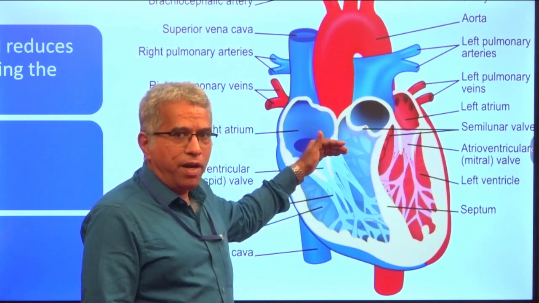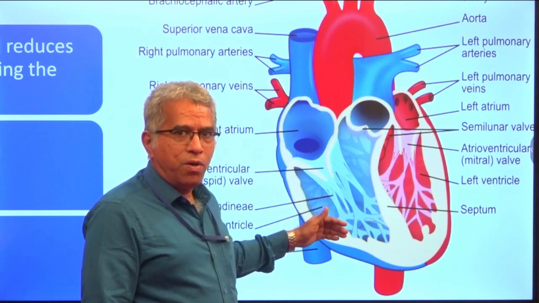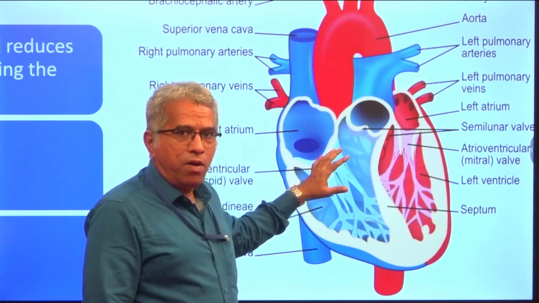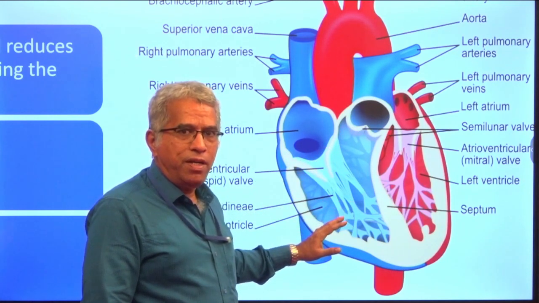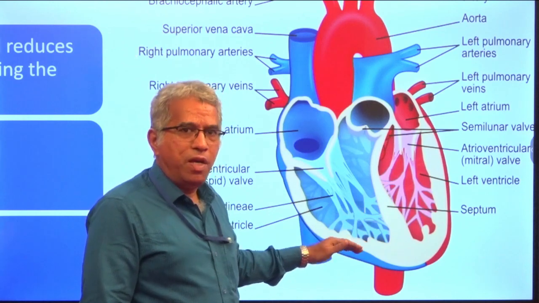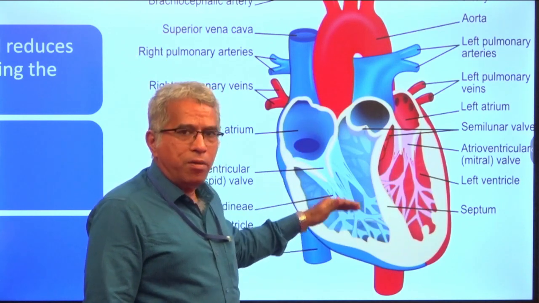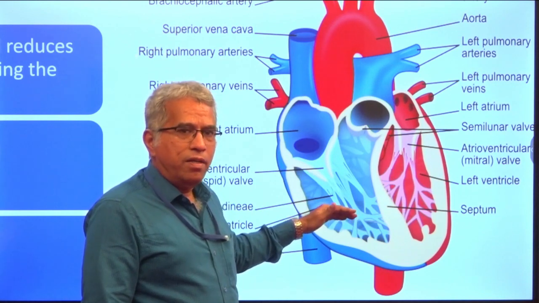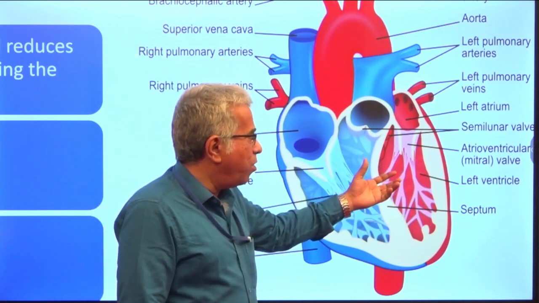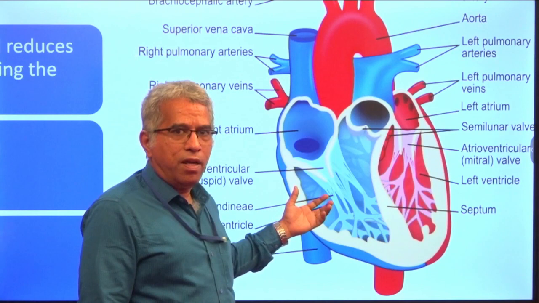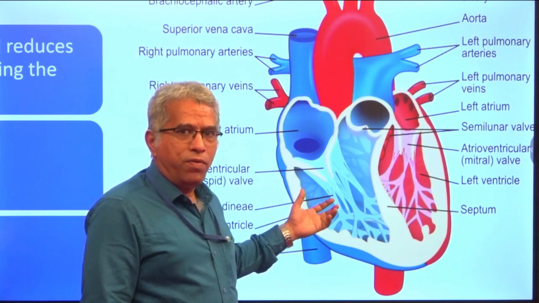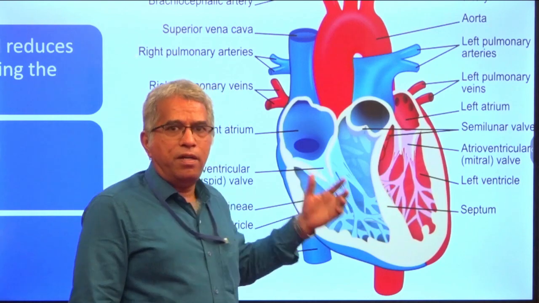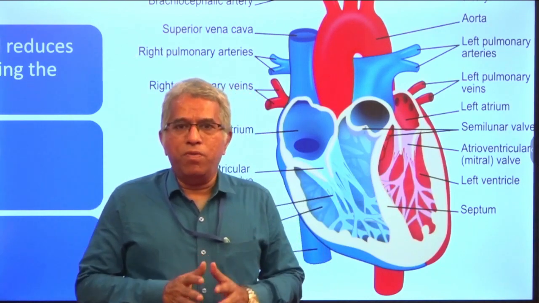Upper chambers are called atria, and lower chambers are called ventricles. So auricles are separated by the interauricular septum. Ventricles are separated by the interventricular septum. Both auricles and ventricles are separated by the atrioventricular septum, and there is one opening on the left side and another opening on the right side of the auriculoventricular septum. Left side it is guarded by the mitral valve. Right side it is guarded by the tricuspid valve.